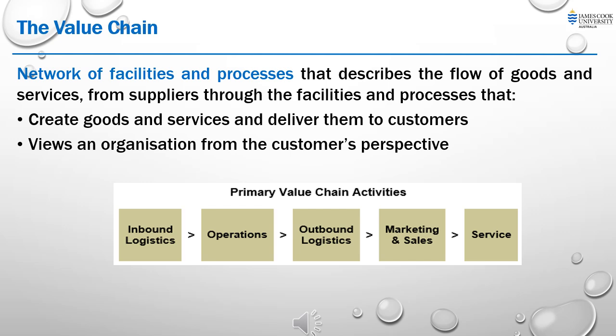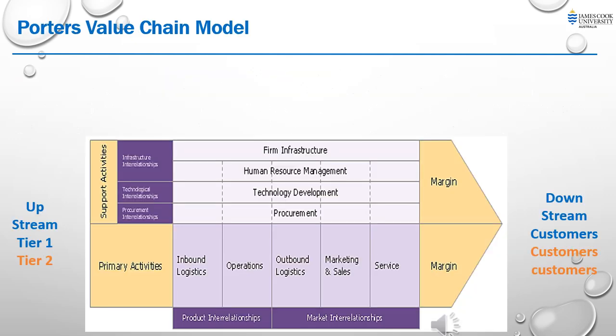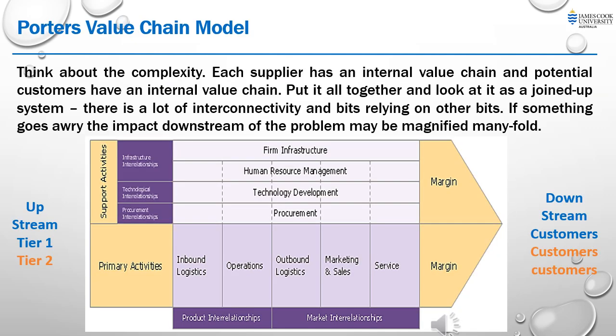They're looking into the flow of goods and services from the supplier all the way to our customer. We can see in our primary value chain activities, we have inbound logistics, operations, then outbound logistics, marketing, sales, and services. So Porter basically introduced a value chain model.